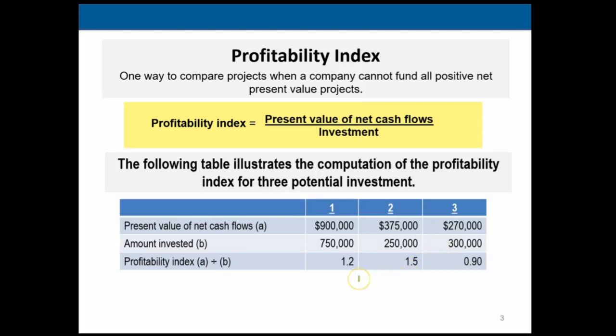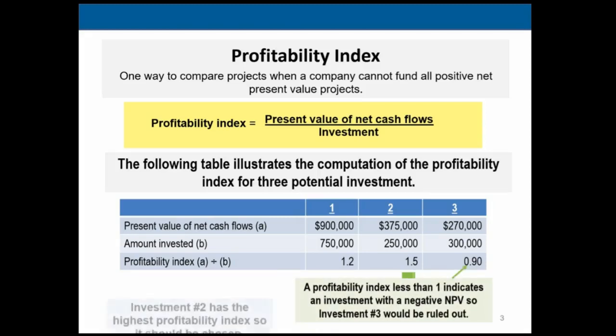If we take a look at the comparison between the money that we're putting in today and the present value of the cash flows that we will receive over the life of the investment, we come up with a ratio of 1.2, 1.5, and 0.9. So in this type of calculation, we can see that the 1.5 would be the one that would be highest in terms of this type of comparison.